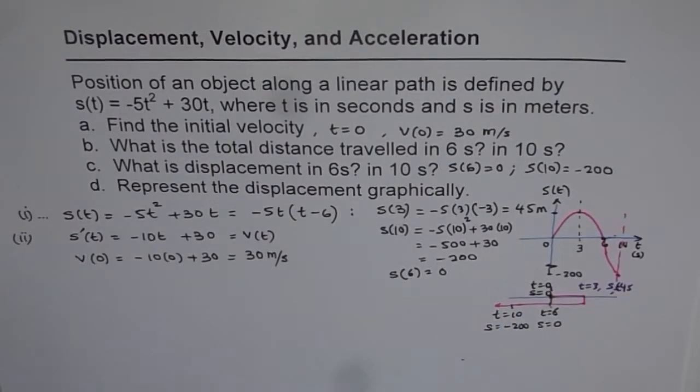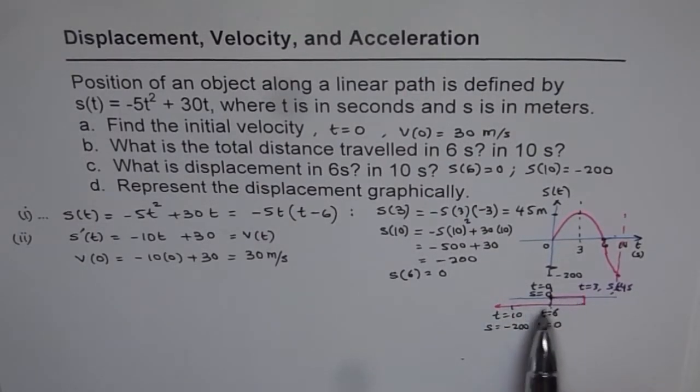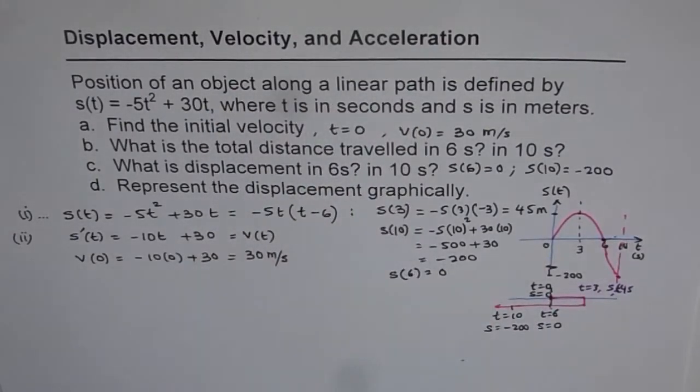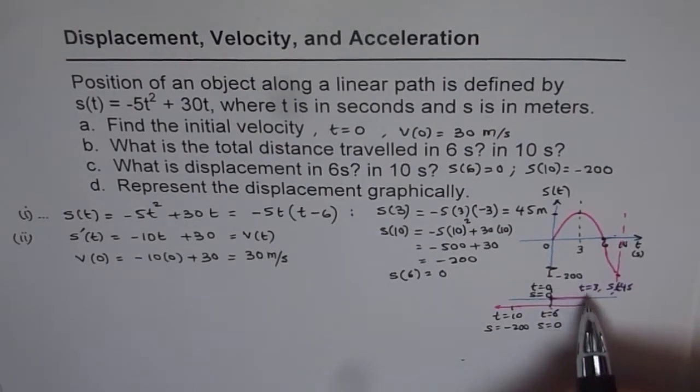So that is our linear graph, correct? And which truly represents object along a linear path, right? So that is how you can see. So what you also notice here is that there is a turning point at t equals 3.